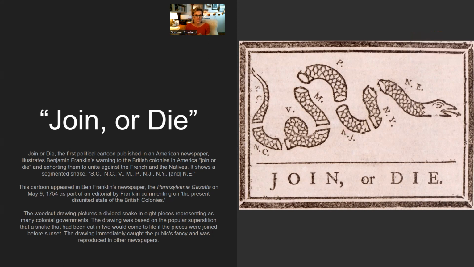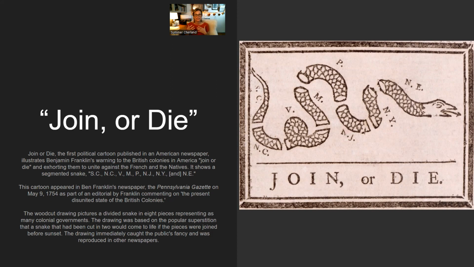So the idea is that this is a divided snake that was divided into 8 different pieces, each representing its own colonial government. And at the time, there was a popular myth or belief that if a snake was cut in two, it could come back to life if the pieces were joined before a certain time, like the end of the day or before sunset, for example.